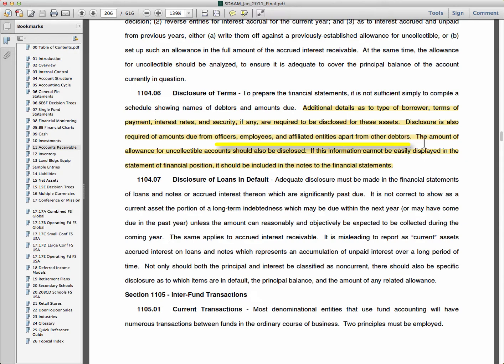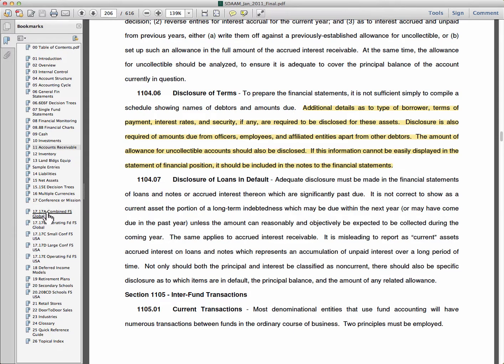And the amount of the allowance for uncollectible accounts needs to be disclosed. And then finally it says that this information cannot be easily displayed in the statement of financial position. It should be in the notes to the financial statements. And that's the way we're doing it in the Sun Plus world. And so let's look at it.